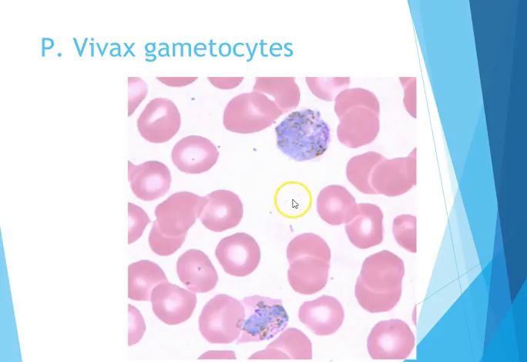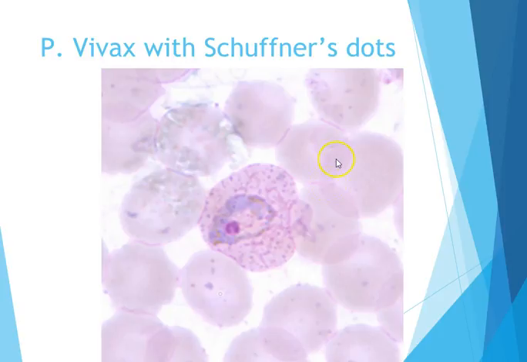And these are the gametocytes. There's not a whole lot that you can tell between the organisms about these round gametocytes. They're typically pink to purple with brown pigment in them. And this is what Schüffner's dots look like. They look kind of like stippling all over the red cell.